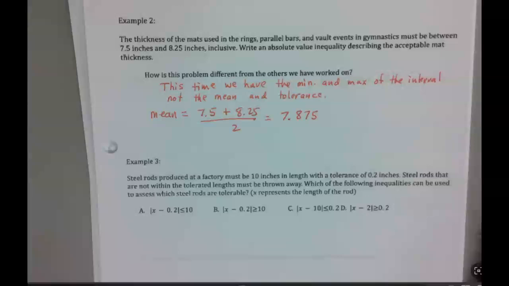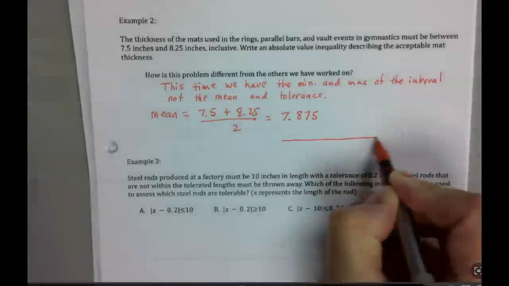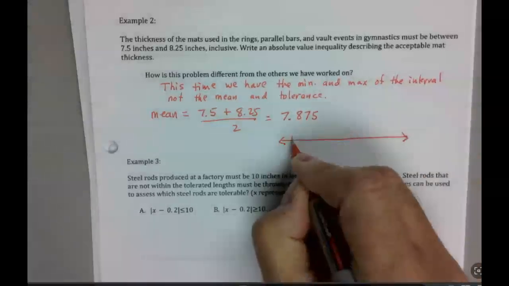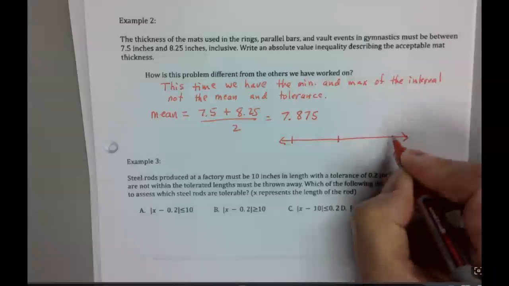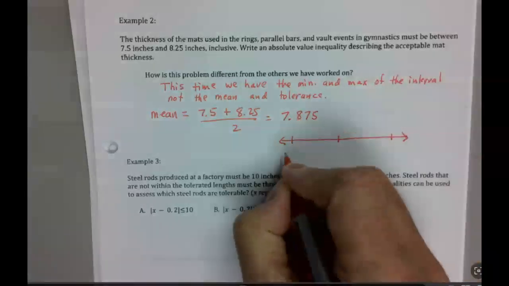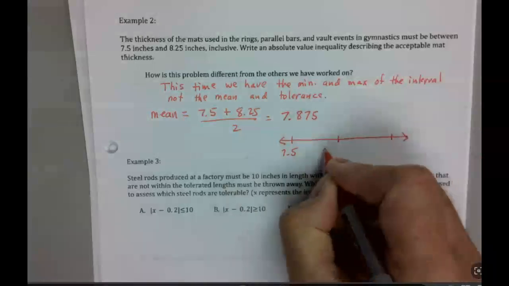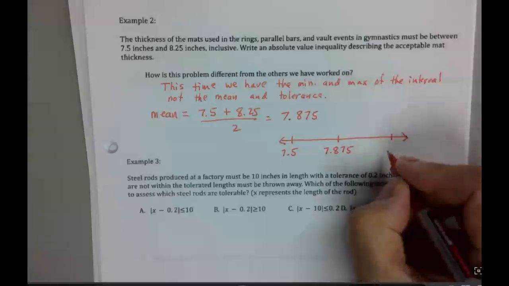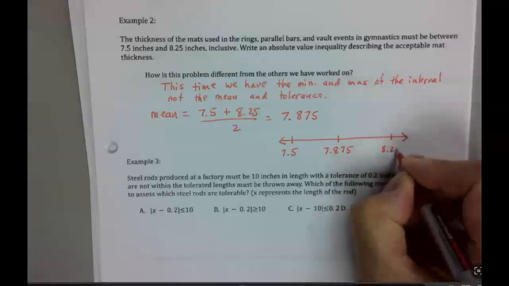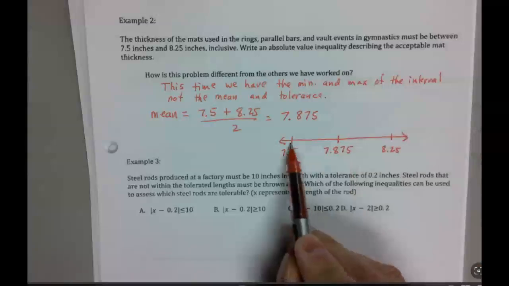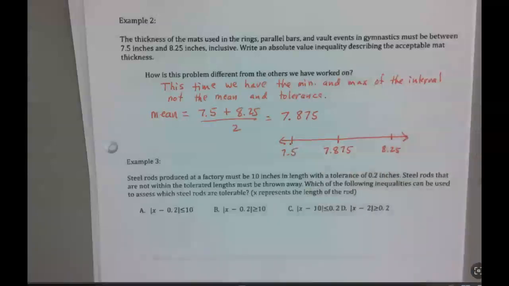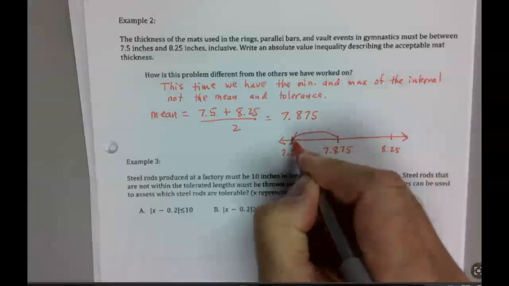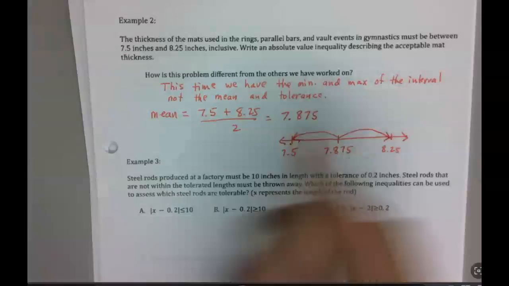Now, here's what we have. Here's the number line. Okay, we have 7.5 here. Here's our mean, which was 7.875. And then here's our maximum value, correct? So this is right in the middle. Here's your least, here's your greatest. So our tolerance has to be from here to here or from here to here. They're going to be the same, right? They're going to have the same distance.